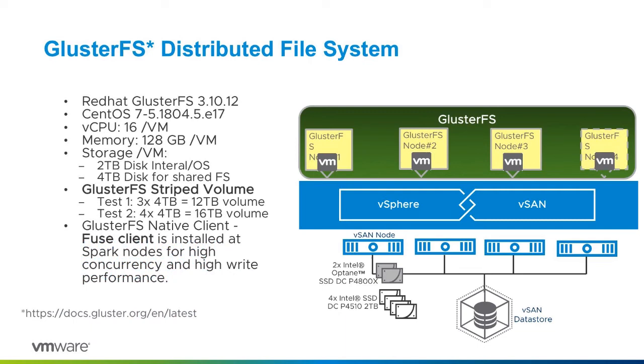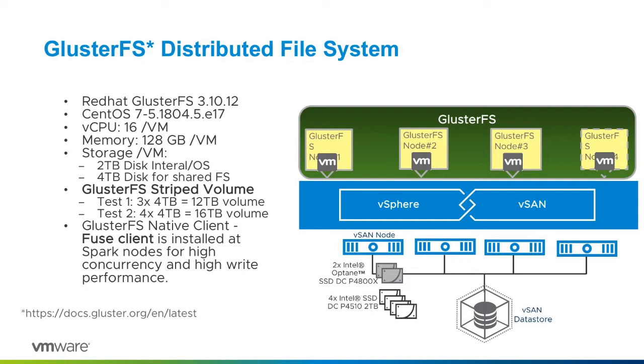Yeah, for the Gluster file system implementation, we have used the Red Hat Gluster file system 3.10.12. It's actually a set of virtual machines, and each virtual machine is a CentOS 7 release. Each virtual machine has 16 virtual cores and 128 gigabytes per VM. For the storage, we have 2 storage disks.